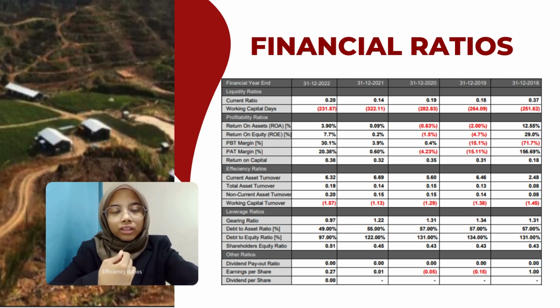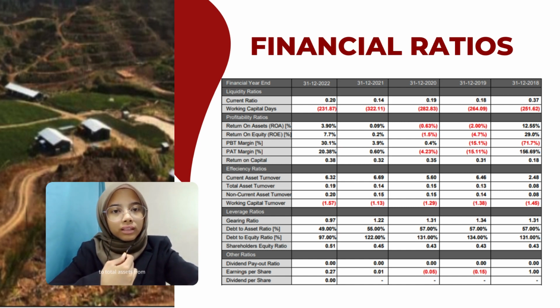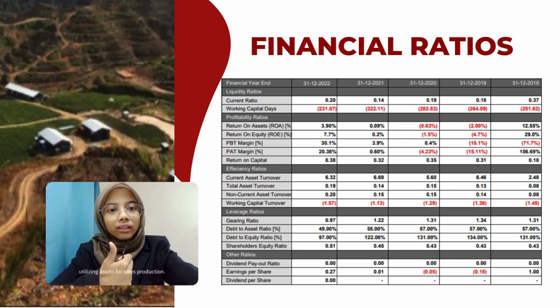Last but not least, efficiency ratios. The total asset turnover reflects improved effectiveness in generating sales in proportion to total assets from 2018 to 2022. Despite low absolute values, the upward trend signifies increased efficiency in utilizing assets for sales production.